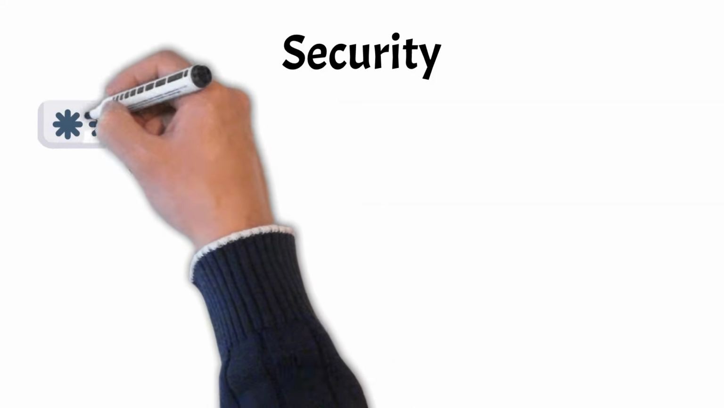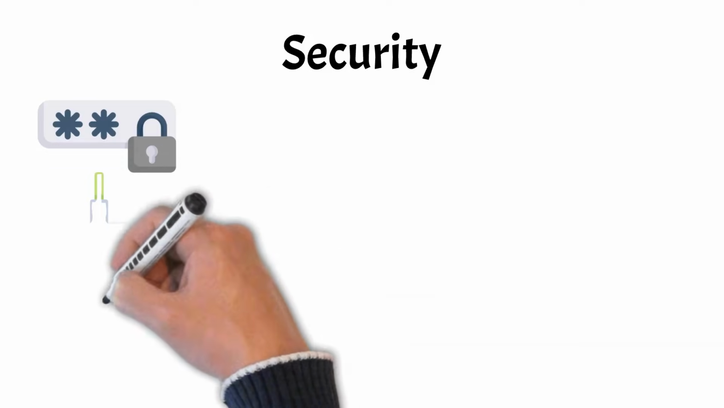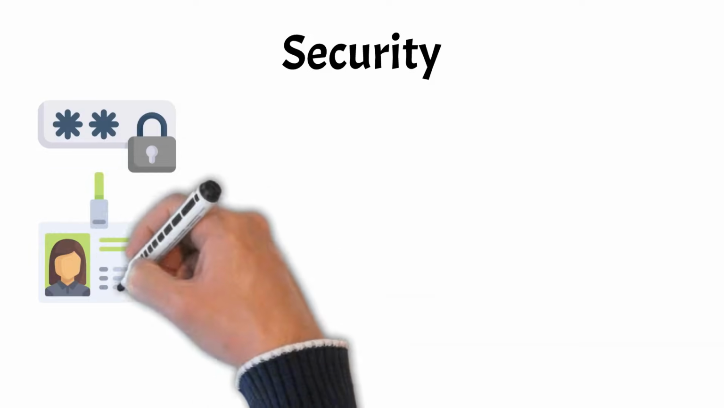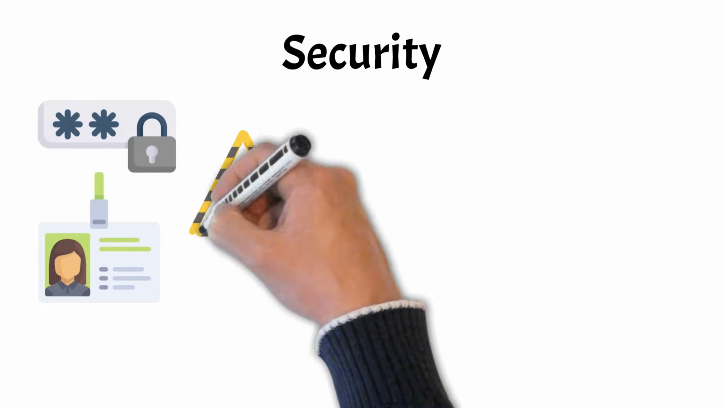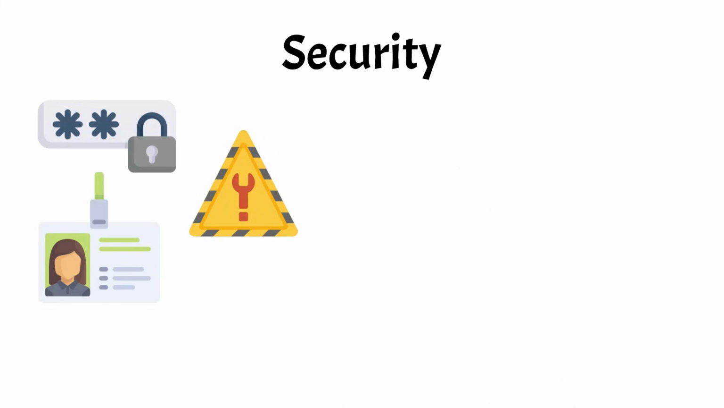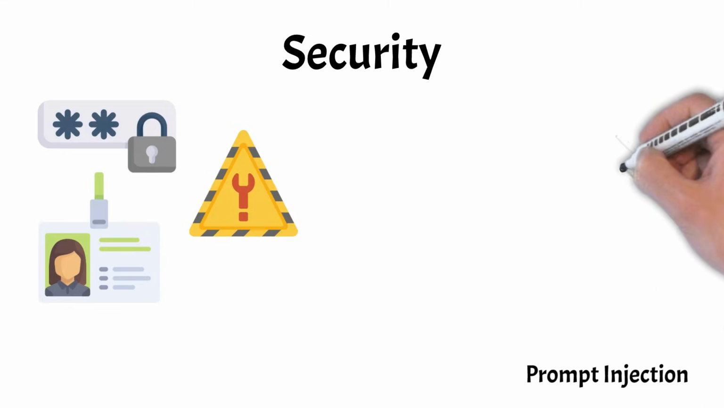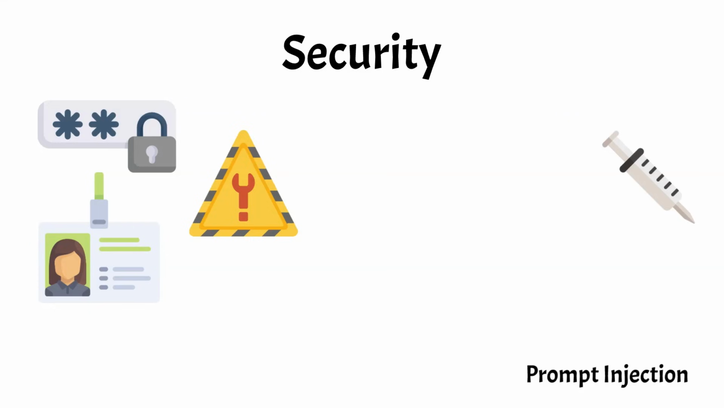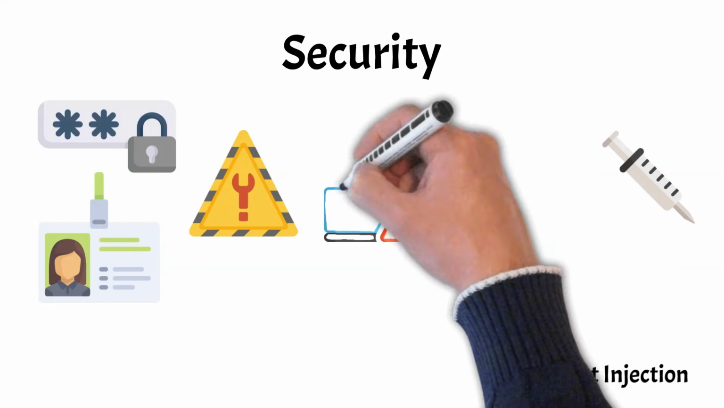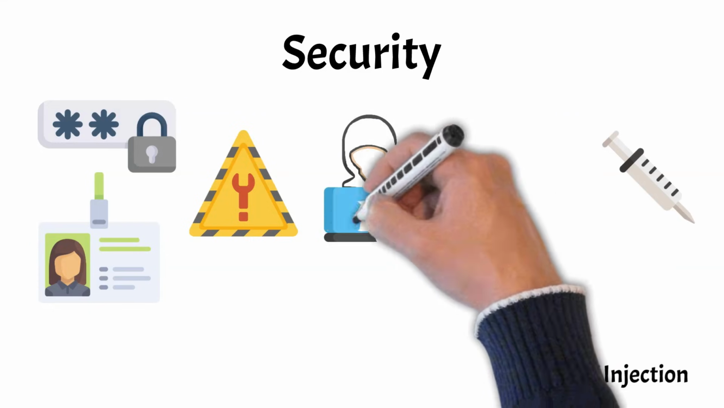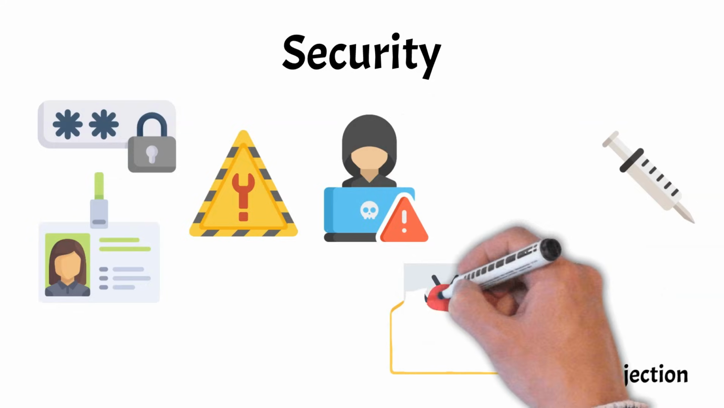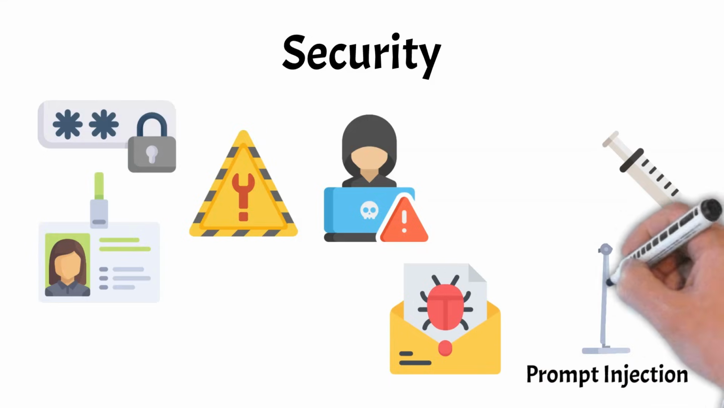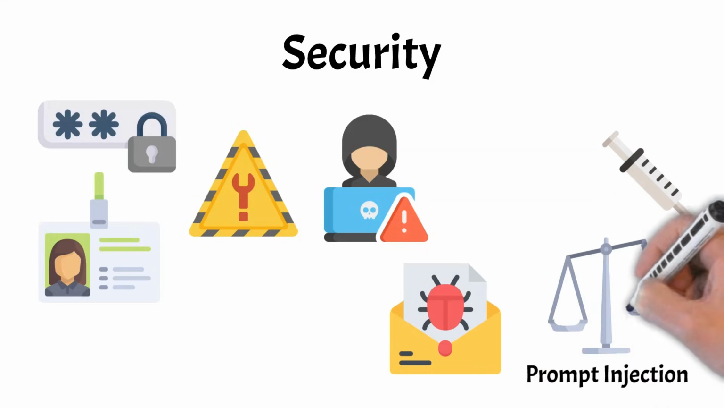A secure LLM must protect private data and avoid leaking anything from earlier conversations or training. But safety goes beyond privacy. Models can be manipulated, a technique called prompt injection, where attackers craft clever prompts to bypass a system's rules or extract information it shouldn't reveal. LLMs can also be misused to generate phishing emails or harmful content, and even well-designed models can inherit biases or vulnerabilities from the data they were trained on.